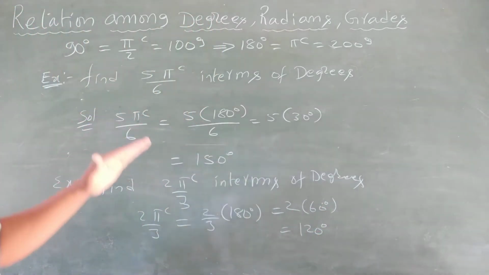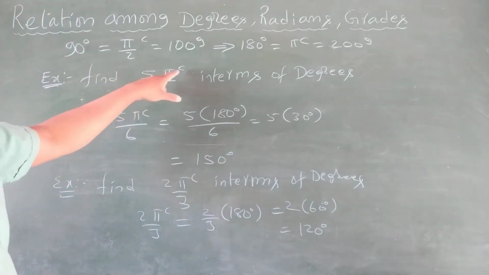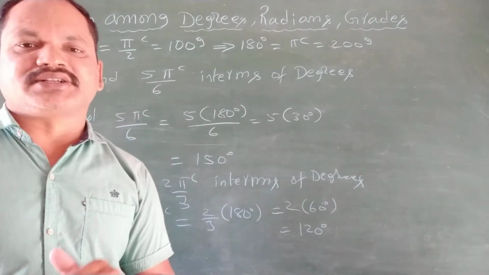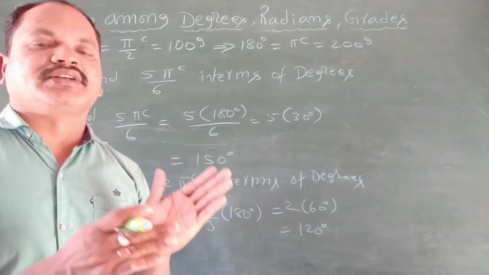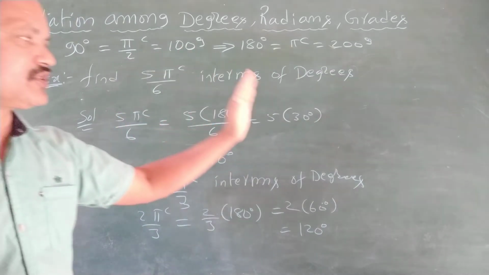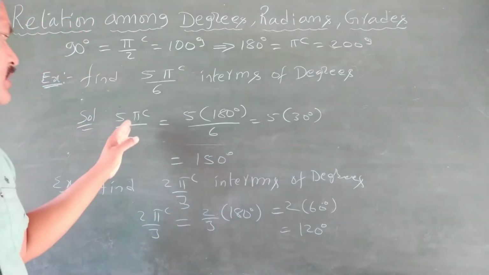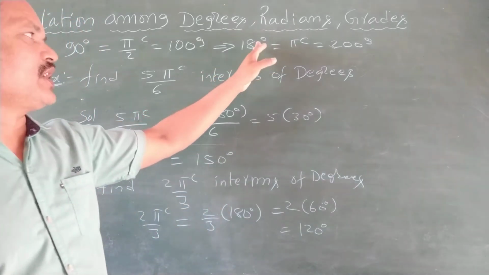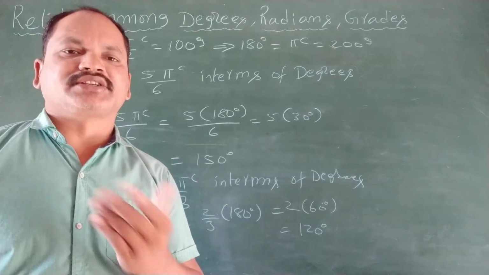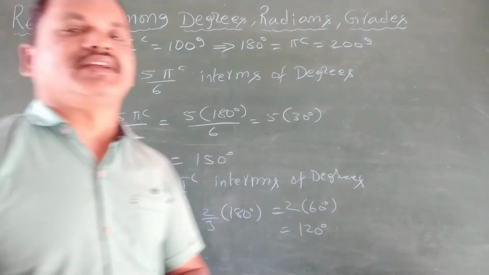So for converting radians in terms of degrees, in place of pi radians we have to write directly 180 degrees. For converting degrees in terms of radians, multiply with pi radians by 180. So radians in terms of degrees is easier than degrees in terms of radians, since in place of pi radians we just write 180 degrees. That's all. So these are the notations.